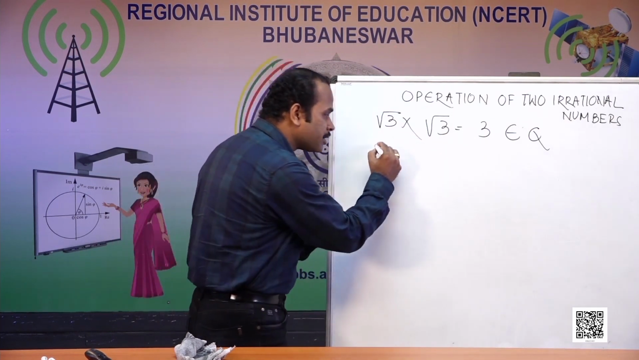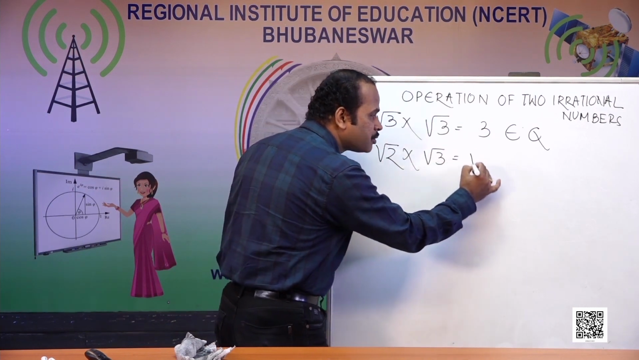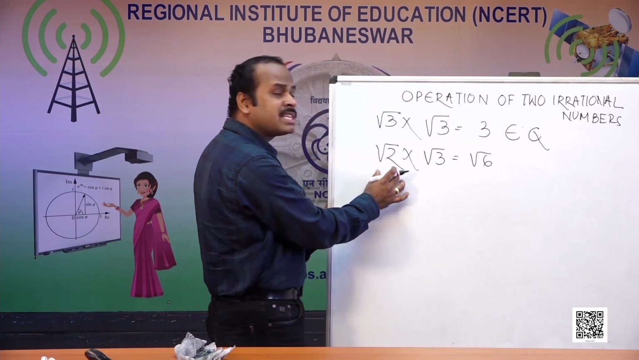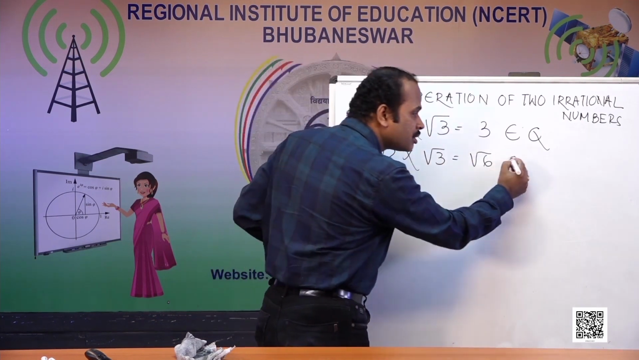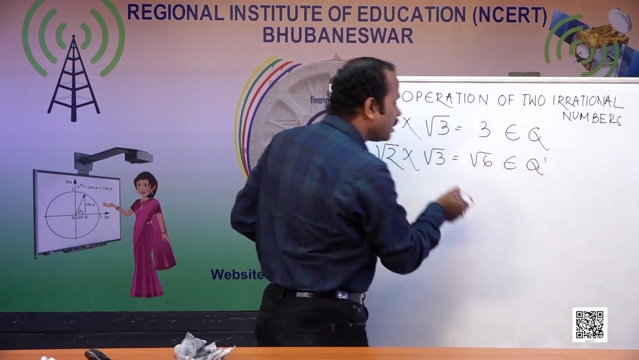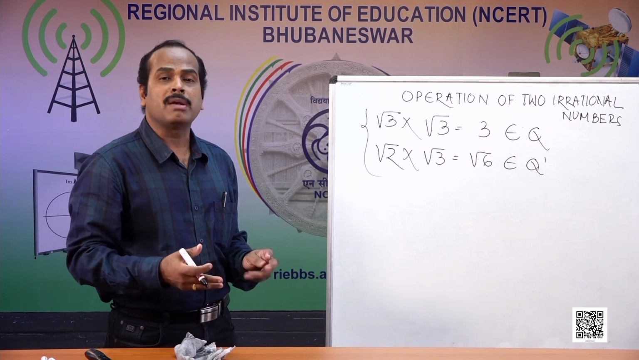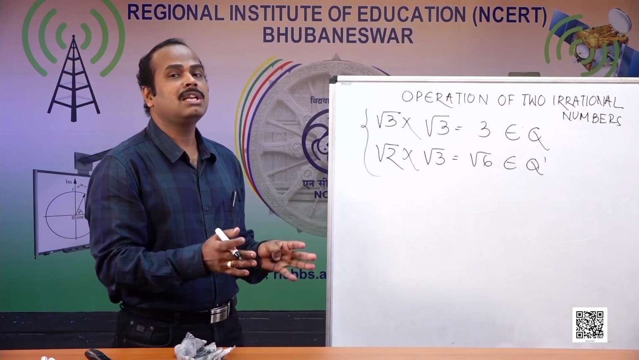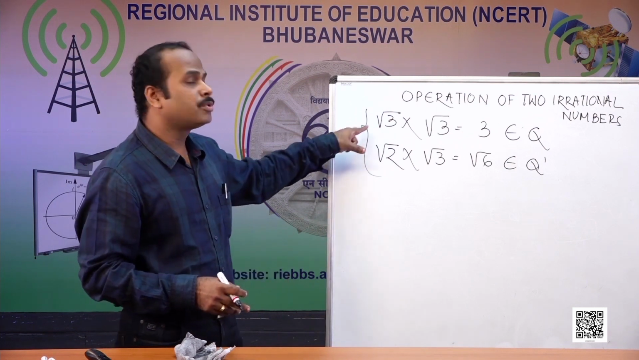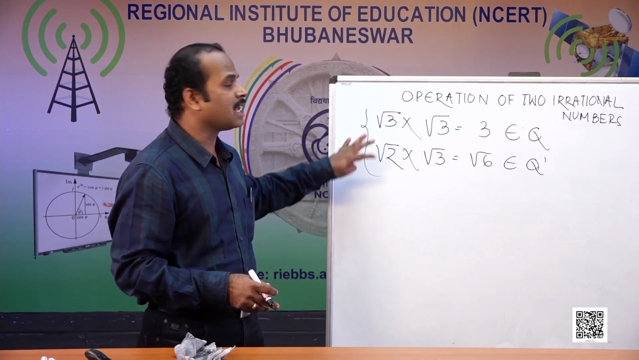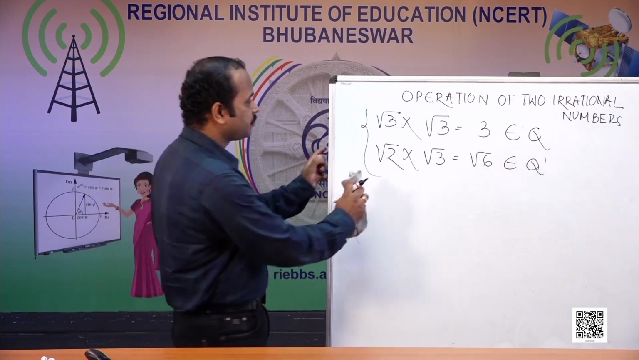That means the product of two irrational numbers I got is rational. Now let me take again root 2. I multiply it with root 3. I got root 6. Now root 2 is irrational, root 3 is irrational, and the product is also irrational. So this becomes irrational. Again we conclude that the product of two irrationals also cannot be said as rational or irrational. It depends upon the numbers we operate. So the product of two irrationals can be irrational, can be rational also. Okay, let us go for division.